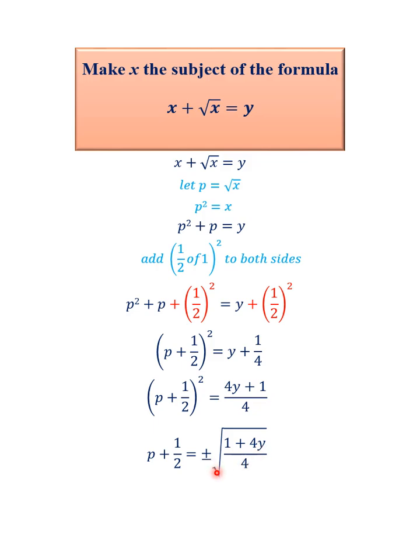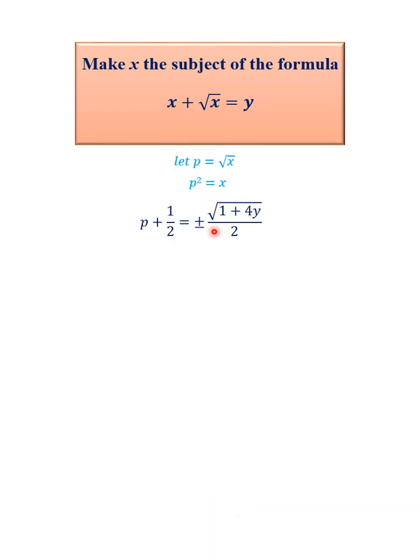At this time, we want to take the square root of the right hand side. So we have that p plus 1/2 equals plus or minus the square root of the numerator, which becomes the square root of 1 plus 4y, because we can't separate this because of the positive. The square root of the denominator, which is the square root of 4, gives us 2. Let's move to the next page. So we have this p plus half equals plus or minus the square root of 1 plus 4y all over 2.